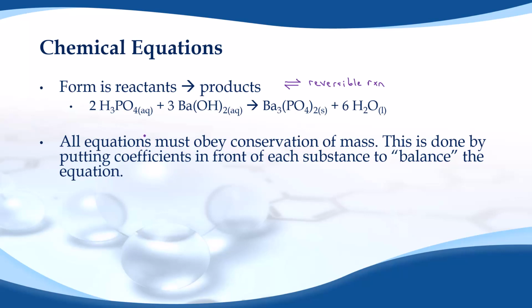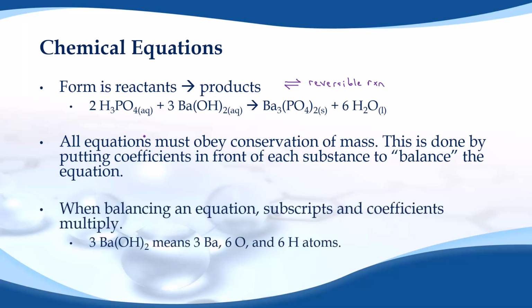Right? So here, coefficients and subscripts will multiply. If you have multiple subscripts, they will multiply each other, and then that will get multiplied by any coefficient that you have. So for example, if we have 3 Ba(OH)2, that means that the 3 multiplies the number of barium atoms, giving them 3. The 3 and the 2 multiply the number of oxygen atoms, giving you 6. And they also multiply the number of hydrogen atoms, giving you 6. So that's how we're going to go through and balance, and we're going to change those coefficients in front to make sure everything works itself out and you have the same mass on each side.